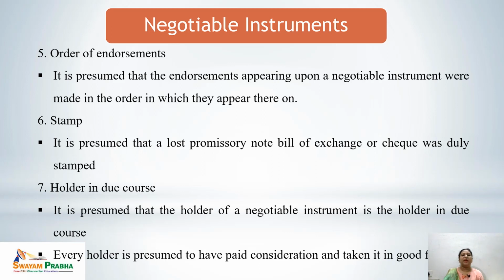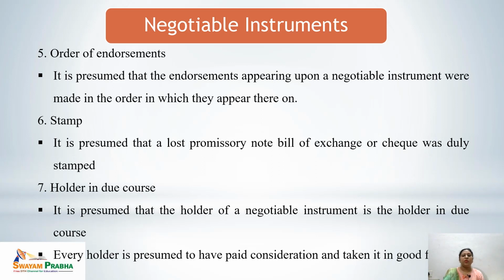Next is the stamp. It is presumed that a lost promissory note, bill of exchange, or check was duly stamped, because without a valid stamp, any negotiable instrument could not be recognized as a valid negotiable instrument. So it is normally presumed that it has the stamp.